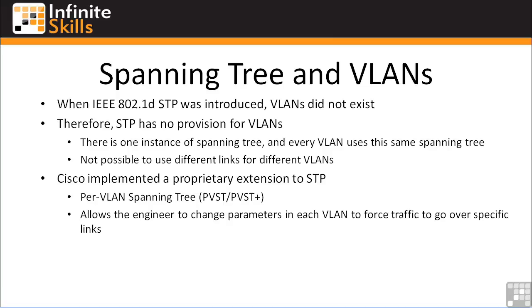And the upshot of PVST is that it allows the engineer to change parameters in a per VLAN configuration, and it forces traffic to go over specific links by changing which bridge is the root bridge for the VLAN. You can also go onto your trunk ports like we did when we set up trunking and say this particular trunk port can only carry VLAN 1, this other trunk port carries VLAN 5. And that is a Cisco proprietary extension to spanning tree, and as you can see, it worked pretty well.